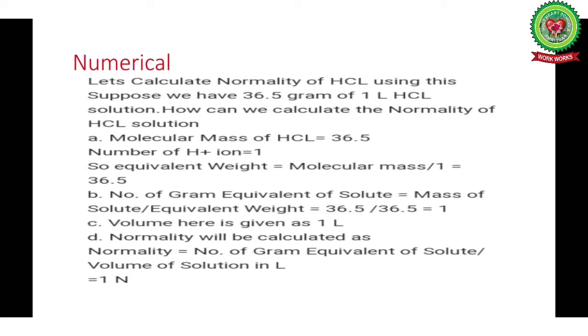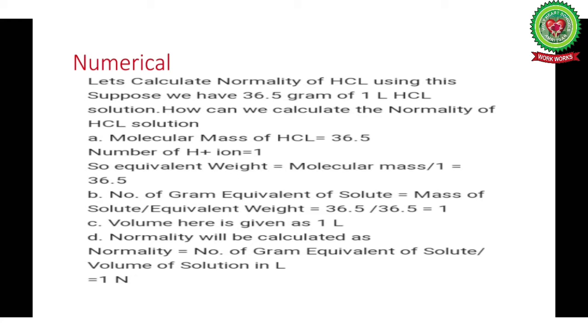Let's calculate the normality of HCl. Suppose we have 36.5 gram of HCl in 1 liter of solution. How can we calculate the normality of the HCl solution? See, what is given to you in the numerical? 36.5 gram, it means the weight of HCl is given. 1 liter means the volume of the solution is given. So we are going to follow the first step.